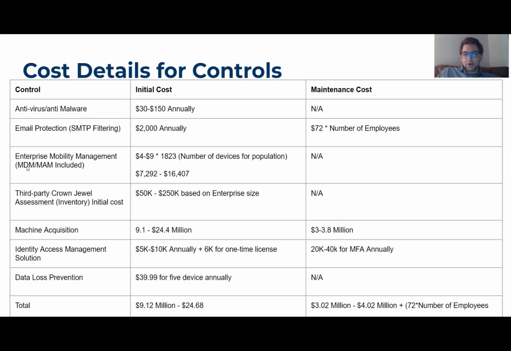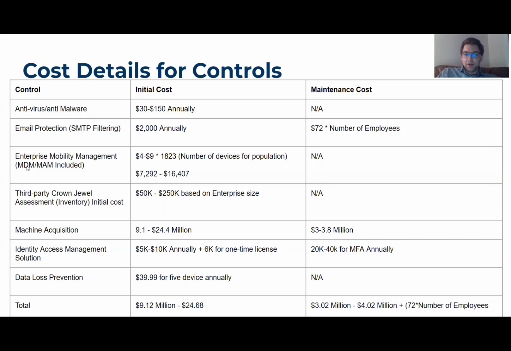At a cost of $4 to $9 initially, we're looking anywhere between $7,000 and just over $16,000 for the initial cost for EMM, with no maintenance cost as well. Fourth, we'll have a third-party crown jewel assessment conducted. This will help get inventory of the systems that we need to protect.